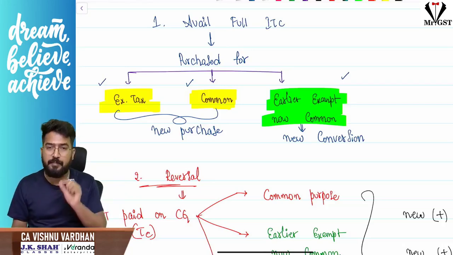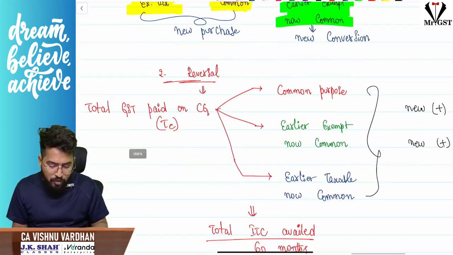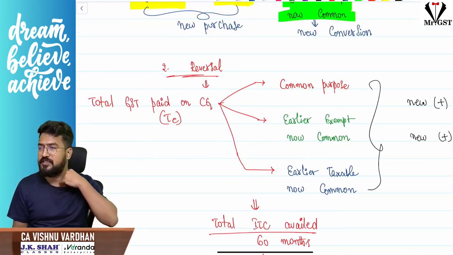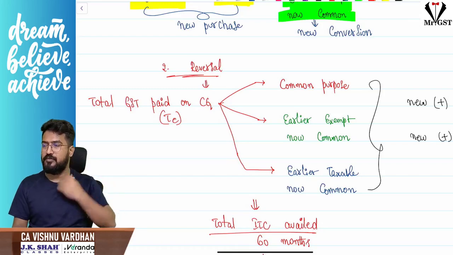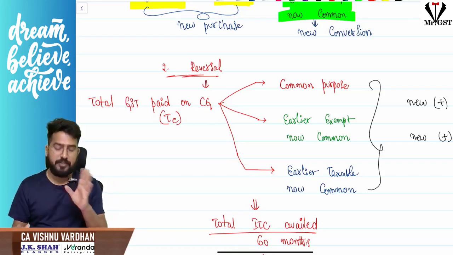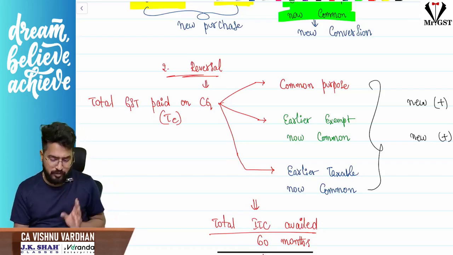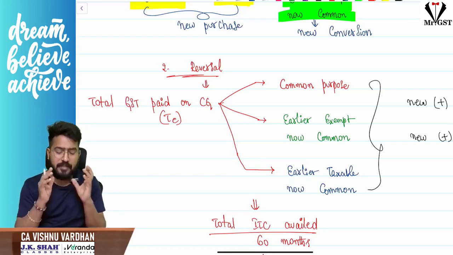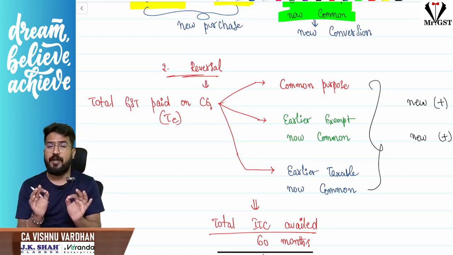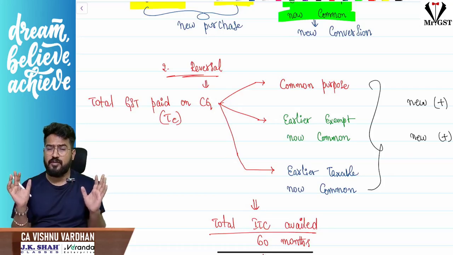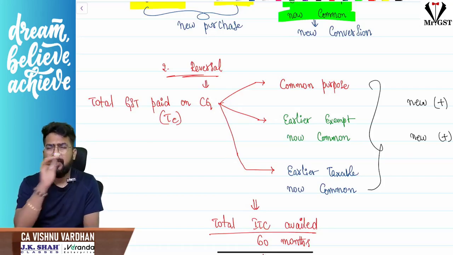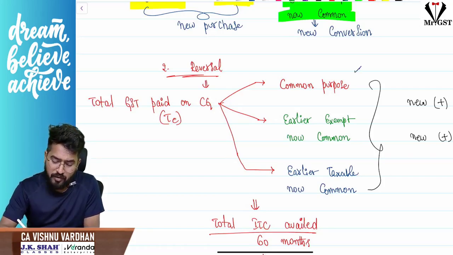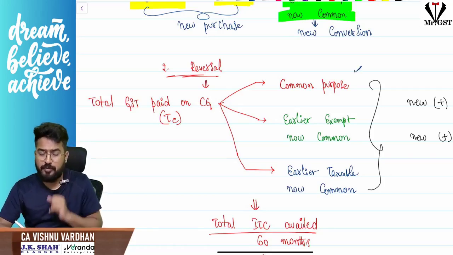Now the interesting part, the reversal. Sir, how much ITC should I reverse? First of all, I should take the total GST paid on capital goods which is used for common purpose. That means I should take the total GST paid on the capital goods which are being used for common purpose.